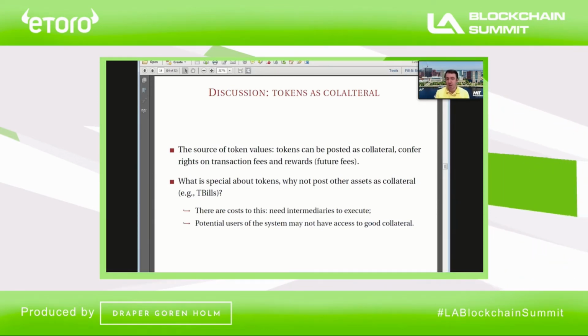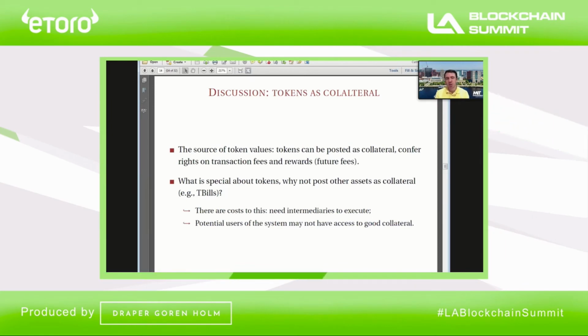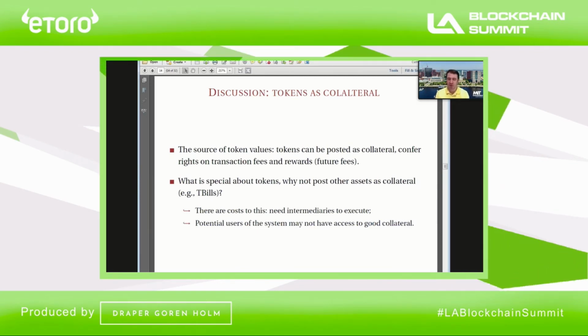Also, many users may not have access to good collateral like this. That's another issue for designing these types of systems. Now, you could potentially use digital assets as collateral. You could create protocols for integrating multiple systems together. It may not be easy to execute, but it's possible.